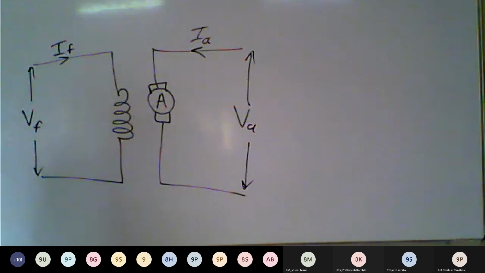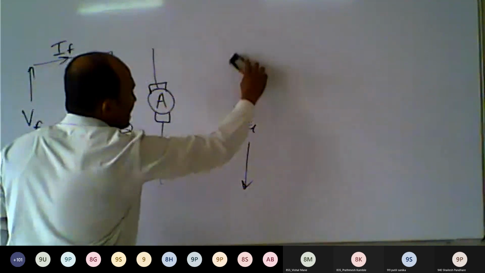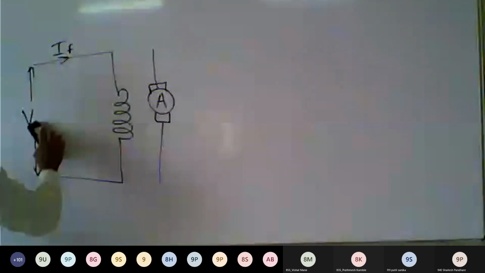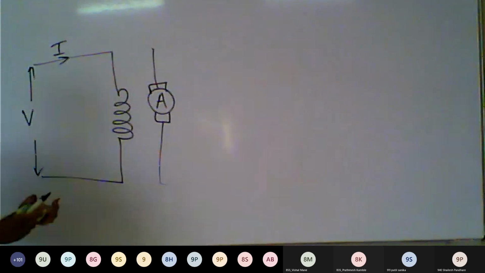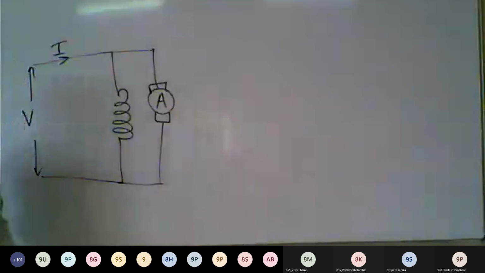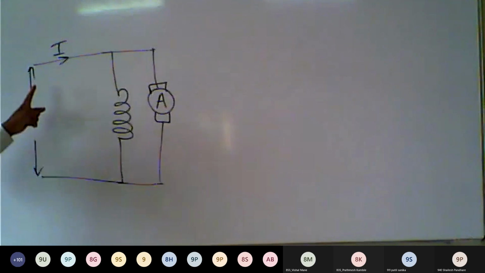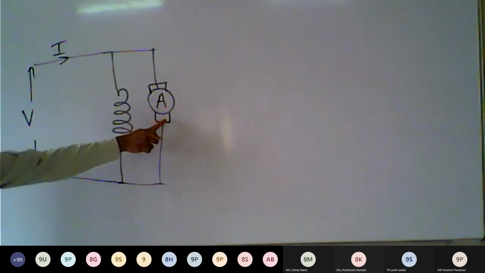Another type of DC motor is the shunt DC motor. How can we create that motor? In a shunt motor, the windings are connected in parallel. Instead of separate voltage sources, we connect the same voltage source to the field winding and the armature winding. Such a motor is called a shunt DC motor.